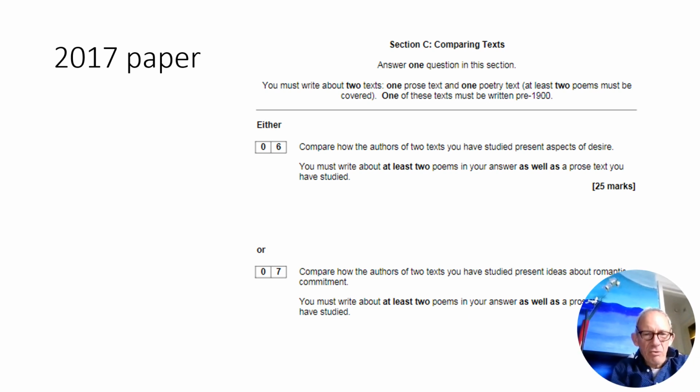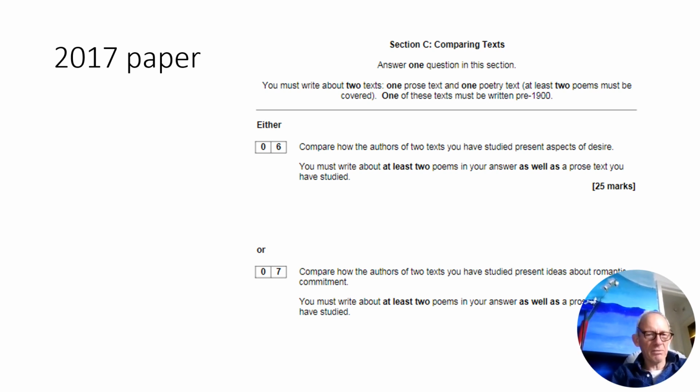You must write about at least two poems. It says that in every question. So the only thing really to put a ring around is aspects of desire. Present aspects of desire. The other question, question 7 below, is ideas about romantic commitment. Well, I'm going to go with aspects of desire to start with.